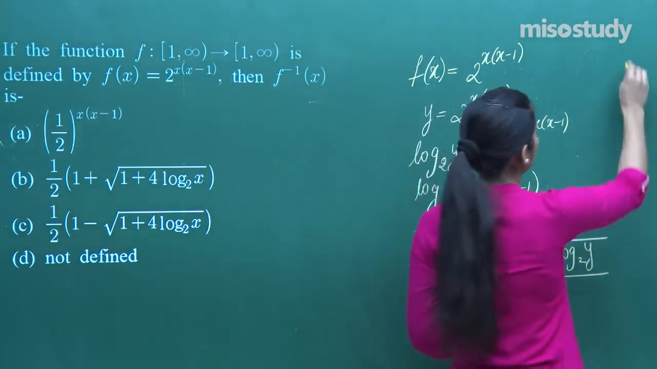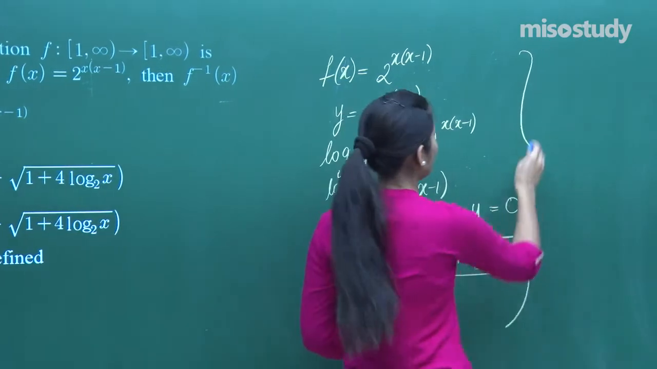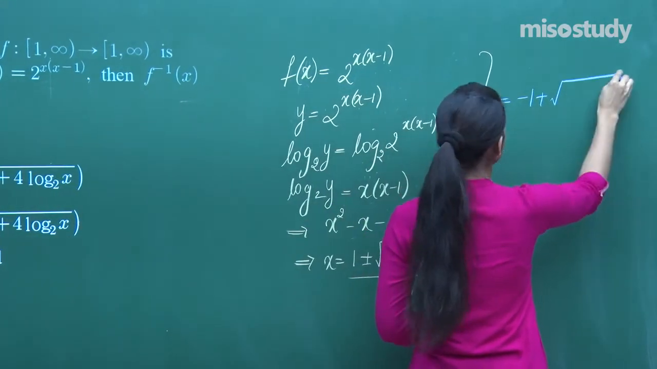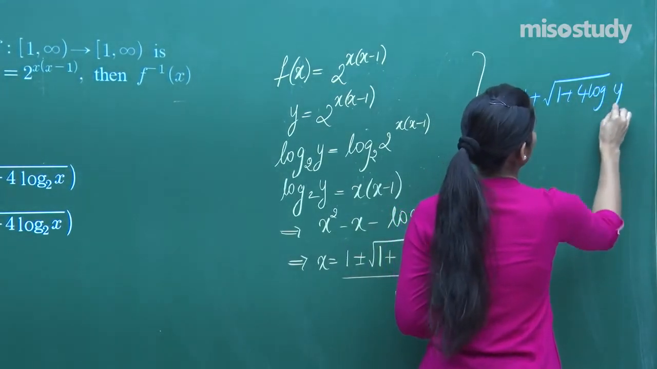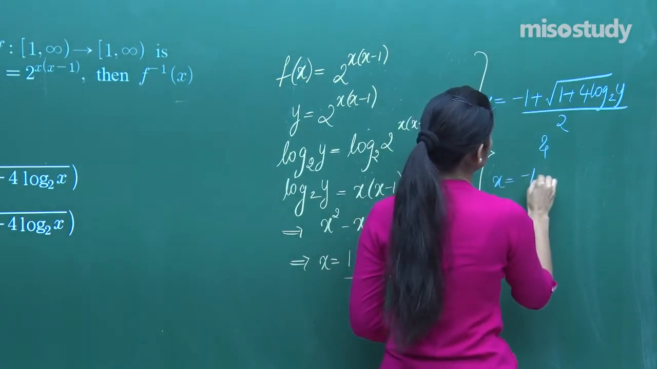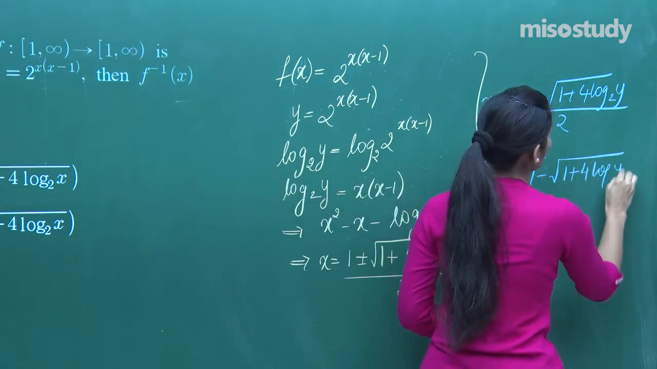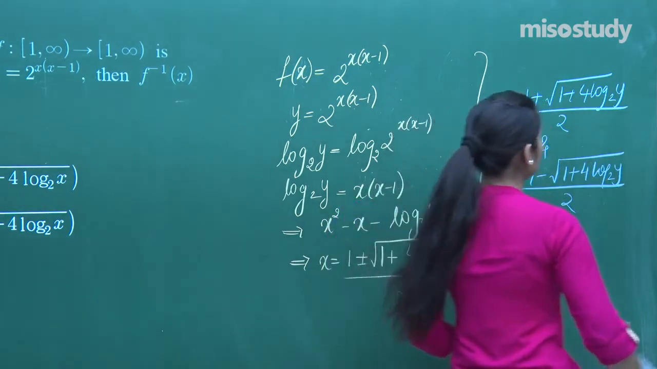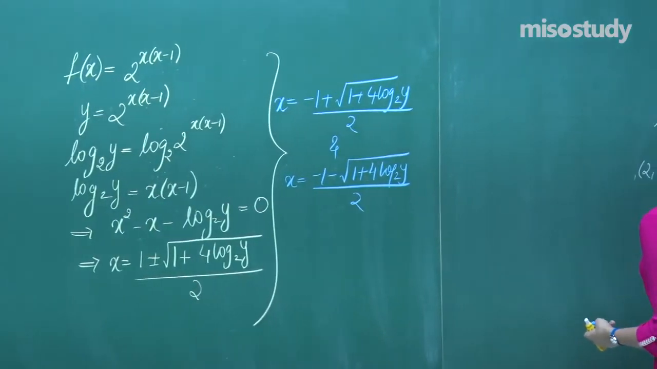This means, again, what we have is the same thing we just dealt with before. x comes out to be equal to (-1 + √(1 + 4 log y to the base 2))/2, and x is also equal to (-1 - √(1 + 4 log y to the base 2))/2. So, in order to eliminate one, only one of them can be the inverse function.